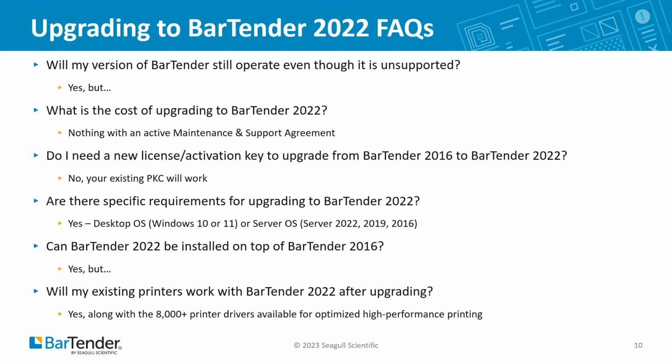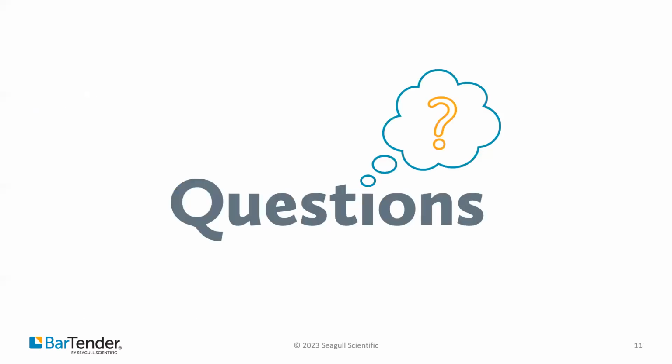I think we're good to move on, Stacey. We have received one question, which is about the SQL Server database. What about the SQL Server database? When we migrate BarTender 2016 to BarTender 2022, the process automatically changes the database structure, so BarTender 2016 cannot access it again. So we can't test BarTender 2022 at the same time using BarTender 2016.